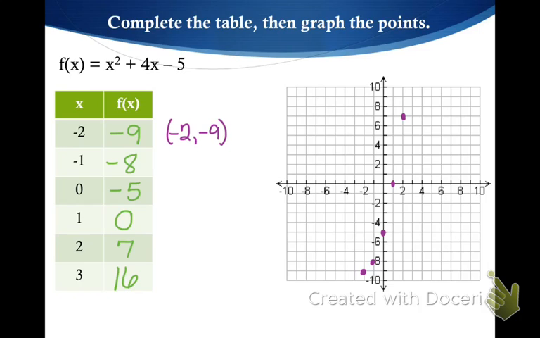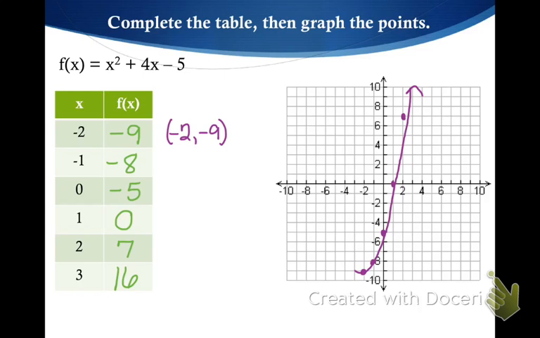Now you can kind of see that we're starting to get this sort of curve here. And so if you can kind of tell where the points are going, go ahead and connect them a little bit. It's not quite a straight line because the points aren't all in a row, but you can graph them and see how it's going to curve there.